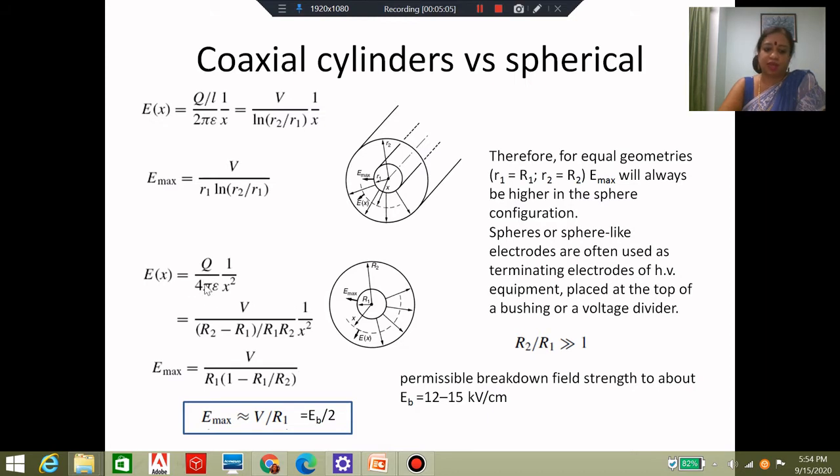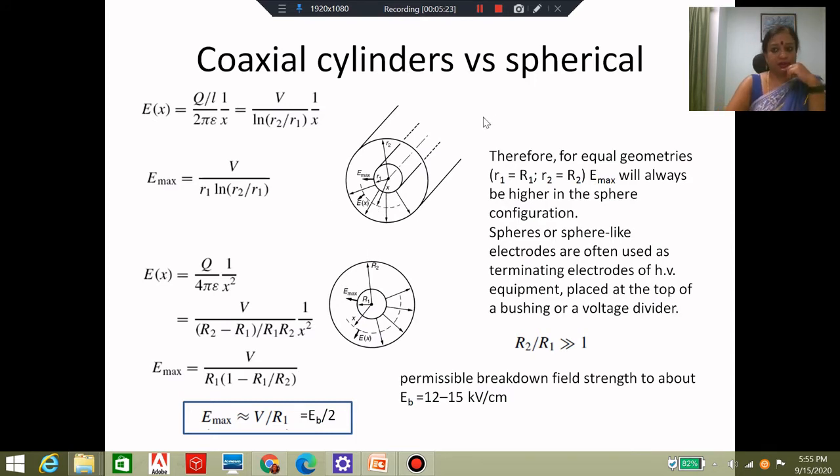This is given by Ex equal to Q by 4 pi epsilon into 1 by x squared. So the electric field reduces with radial distance from the center, but this is inversely proportional to the square of the distance. So this electric field reduces much faster.